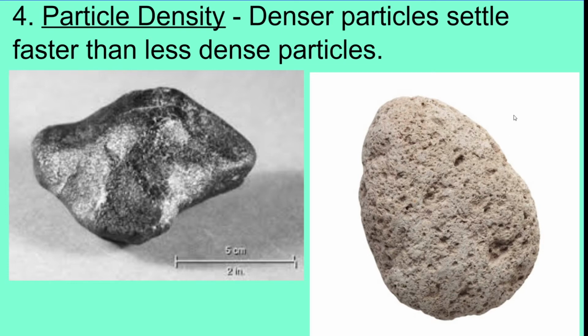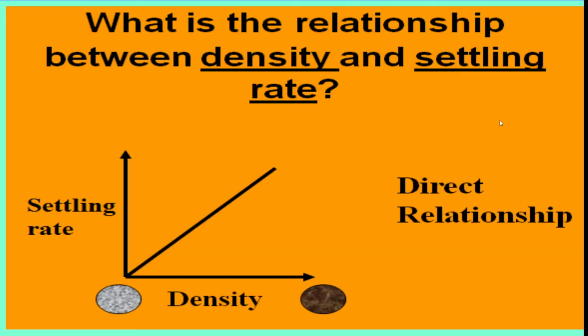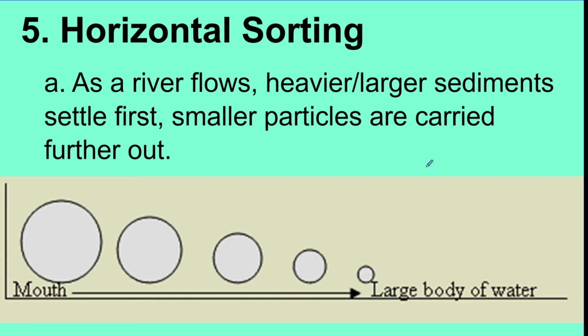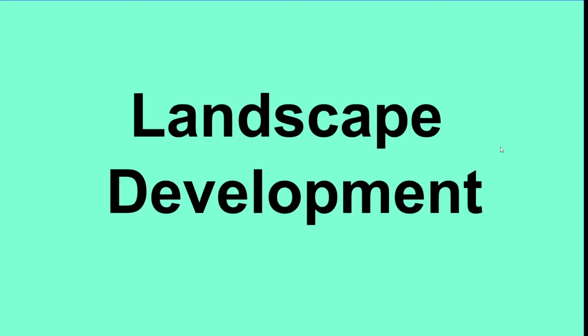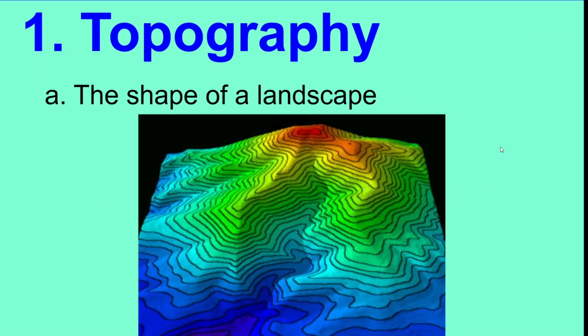And this one sounds obvious, but the denser the particle is, the faster it's going to sink. All right, so streams sort horizontally when they deposit. They can also sort vertically depending on the situation and the season. And we're moving on to landscapes.